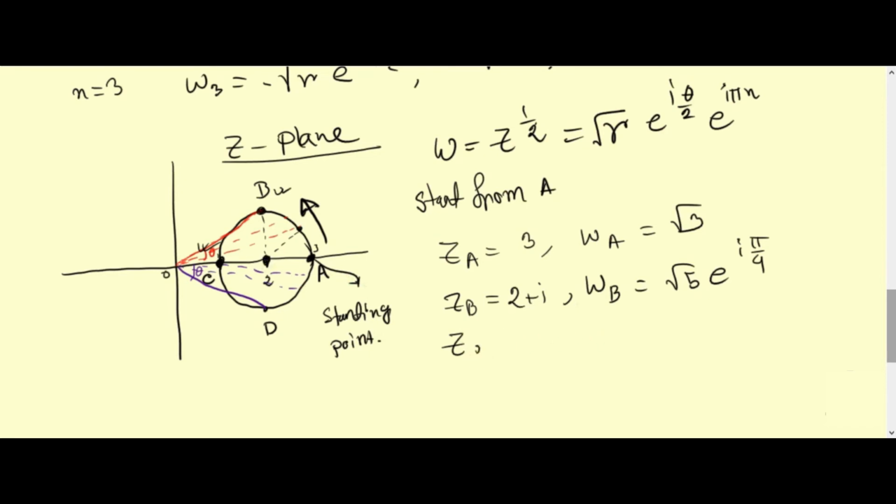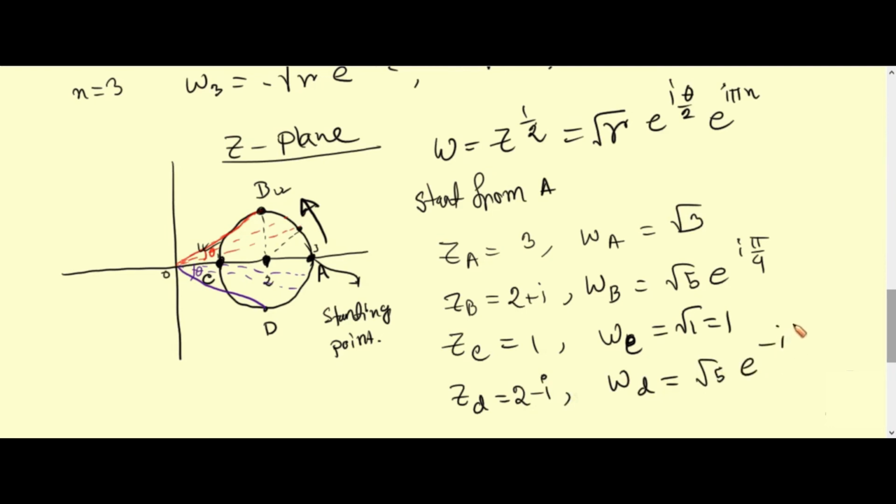And then we can go to z of c, and this is just 1, and w of c will just be square root of 1, which is just 1. And we can have z of d, and z of d will be 2 minus i, and we'll have w of d as square root of 5 and e to the power i minus pi by 4, this one. And this is easily verifiable, because you can see any number in this quadrant, the principal argument will have a minus sign in front of it.